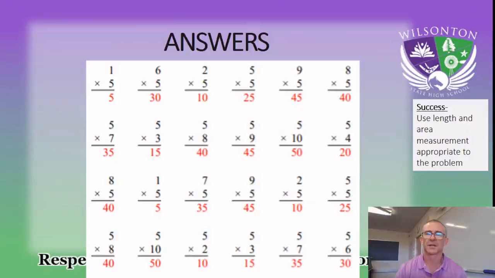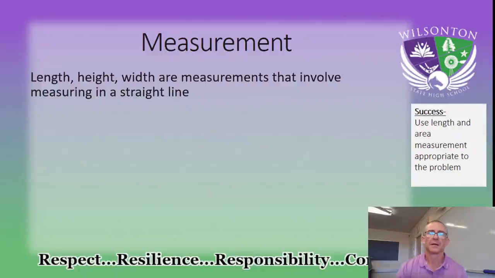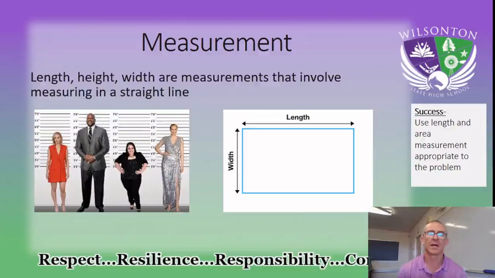Okay, moving on. Measurement. Length, height, width are measurements that involve measuring in a straight line. So that's what we're looking at today when we're measuring perimeter. We're measuring lines. There's some examples there. Okay, you can measure the height of people. You're actually measuring a straight line when you're measuring height. You're measuring how high they are off the ground.